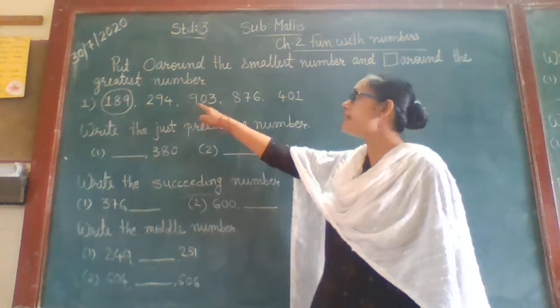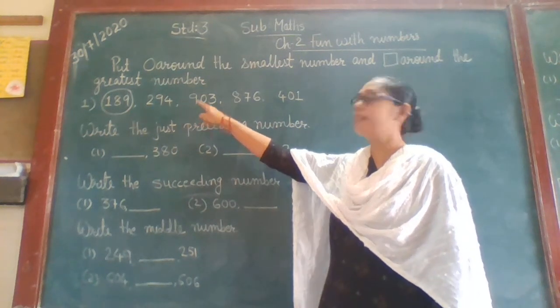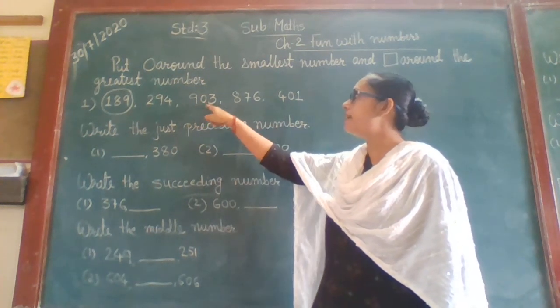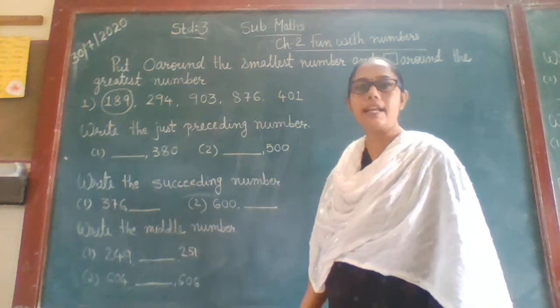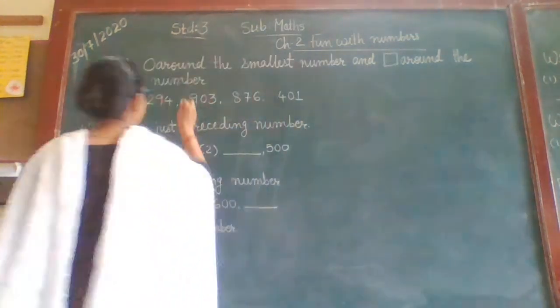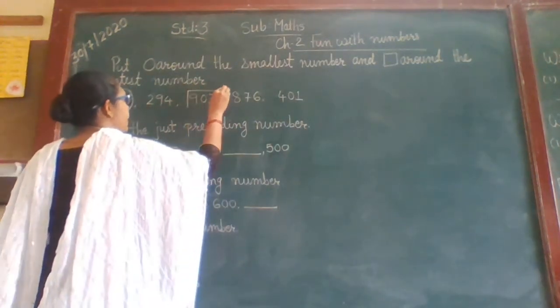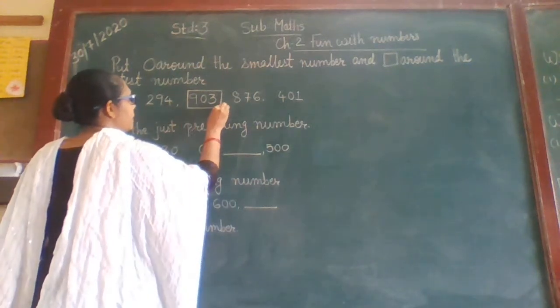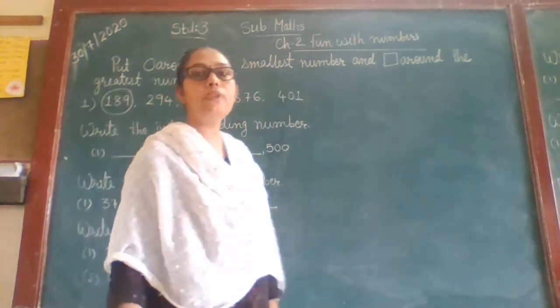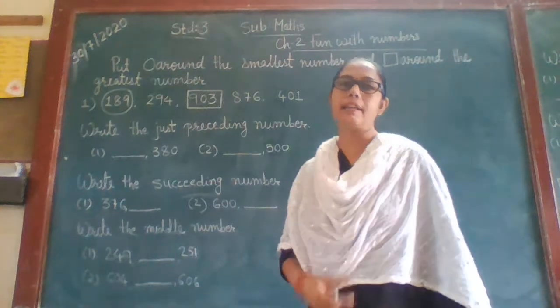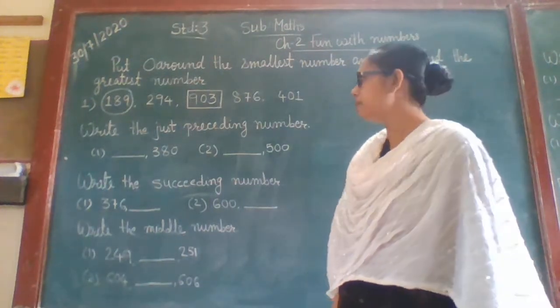Yes, 9 is the greatest one. That's why 903 is the greatest number. So we put a box on 903. So this way you have to find the smallest number and the greatest number.